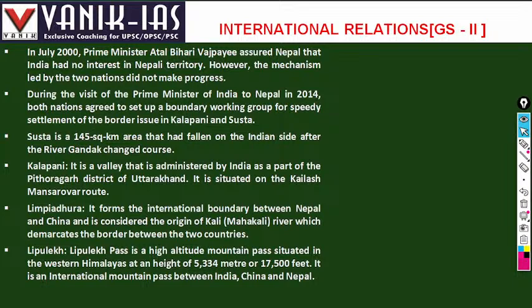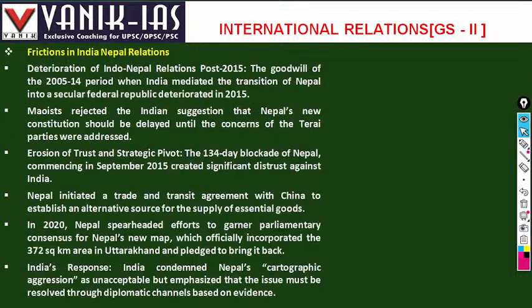The Limpiyadhura forms the international boundary between Nepal and China and is considered the origin of the Kali river, which demarcates the border between the two countries. The Lipulekh Pass is a high altitude mountain pass situated in the western Himalaya at a height of 5334 meters or 17,500 feet. It is an international mountain pass between India, China, and Nepal.